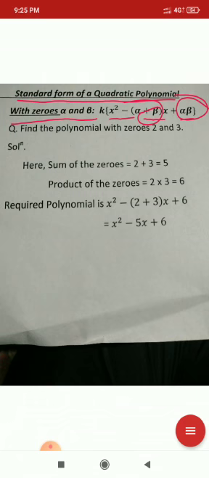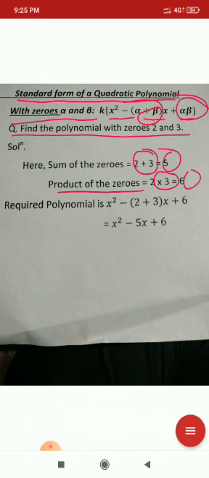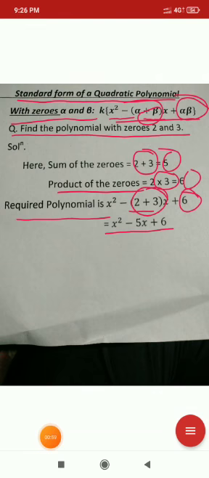Now, one example is taken, that is, find the polynomial with the zeros 2 and 3. Here, first of all, we have to find the sum of the zeros, that is 2 plus 3, which is 5. And the product of the zeros, that is 2 into 3, which is 6. Now we have to replace the sum of the zeros and product of the zeros in the given standard form, that is x square minus (alpha plus beta) x plus alpha beta. Here it is found that the required polynomial is x square minus (2 plus 3, that is the sum of the zeros) and plus the product of the zeros, that is 6. Therefore the polynomial is found as x square minus 5x plus 6.